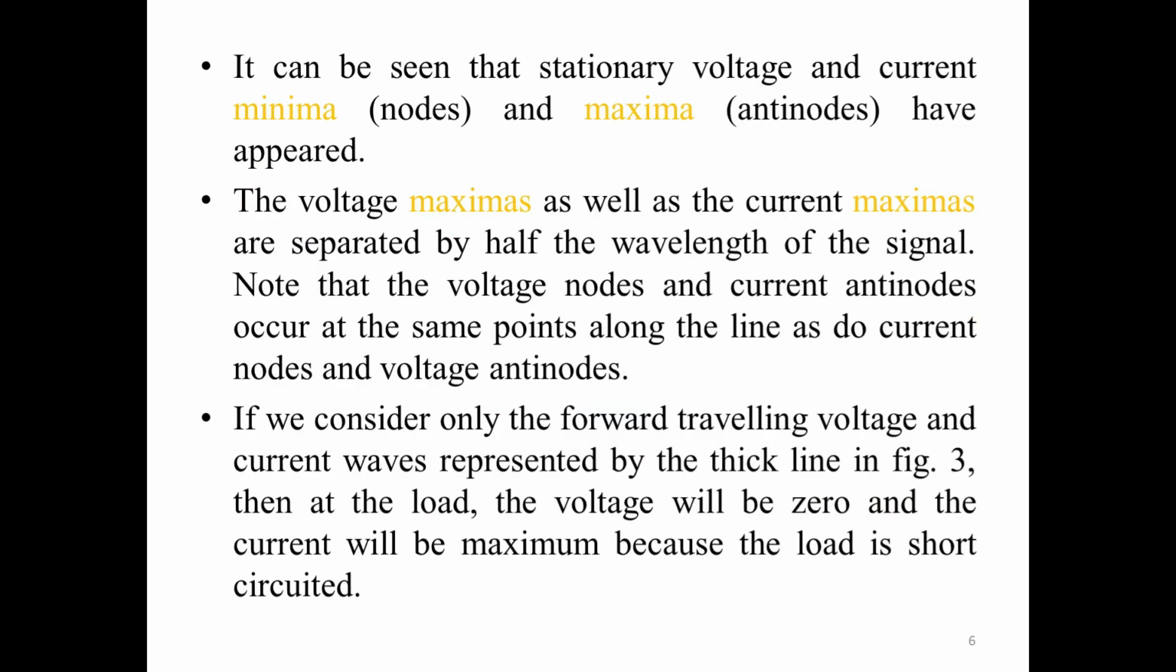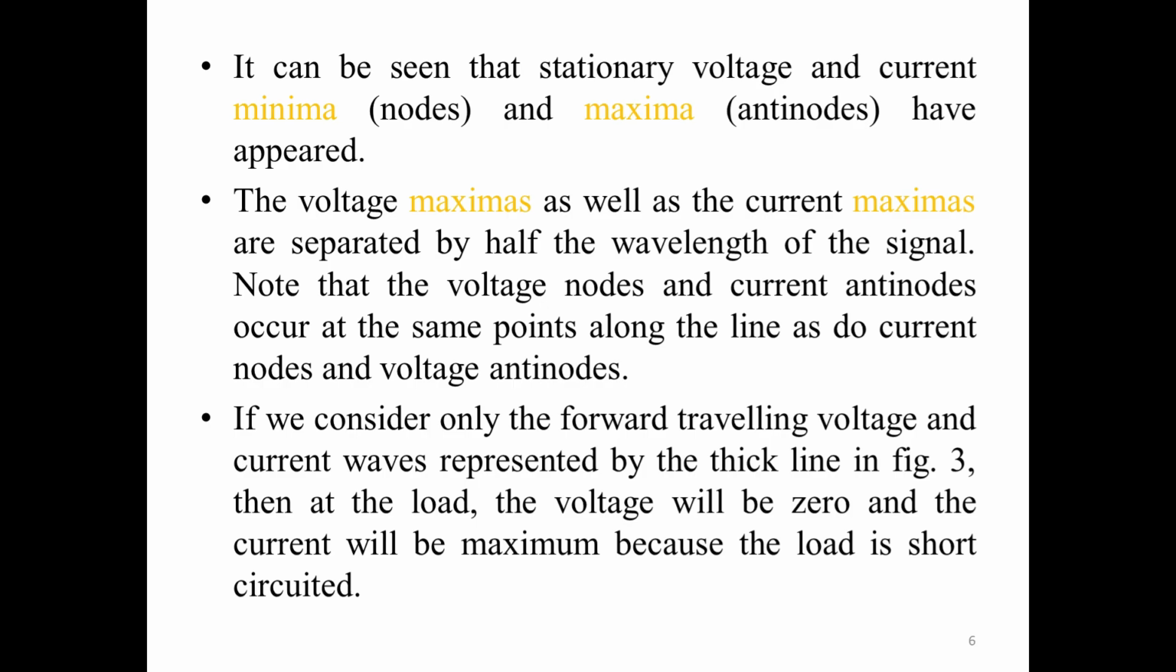It can be seen that stationary voltage and current minima and maxima have appeared. The voltage maxima as well as the current maxima are separated by half the wavelength of the signal. Note that the voltage nodes and current antinodes occur at the same points along the line as do current nodes and voltage antinodes.